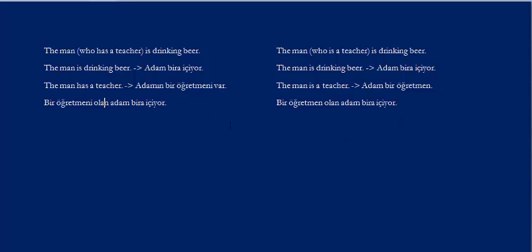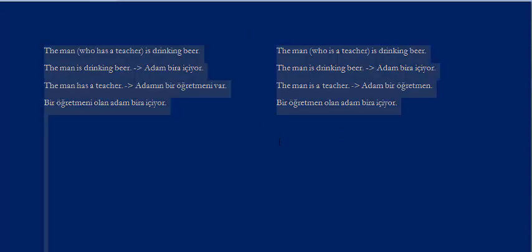So, yeah. Okay. How about if he hasn't? For example, the car which doesn't have fuel is in the garage.